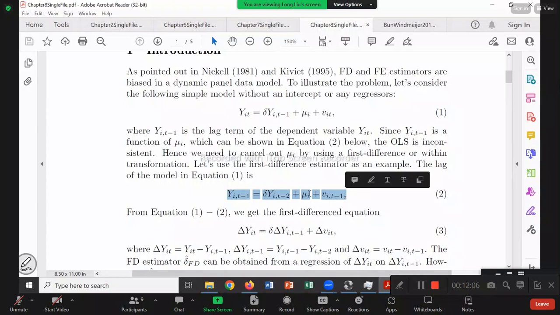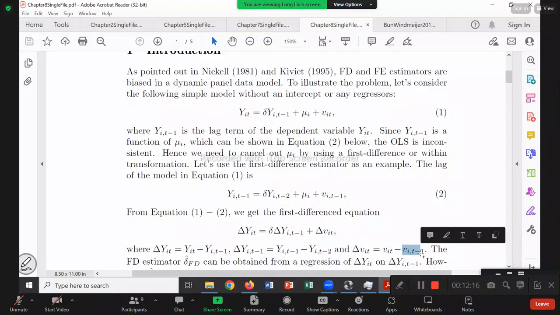So since y_{t-1} is a function of v_{t-1}, right here y_{t-1} and v_{t-1} are related, correlated, right? That's why our regressor and our error term are correlated. That's the story, that's the reason why.